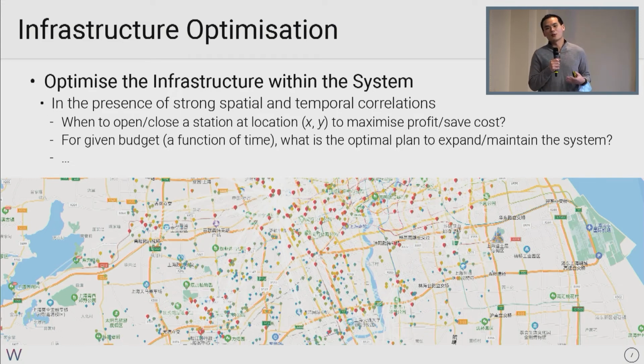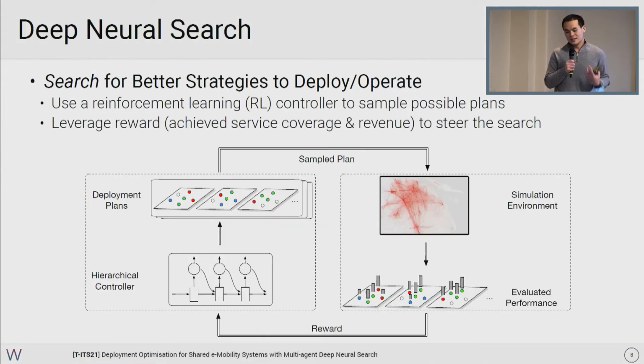And the next natural question would be, okay, we understand how the user uses the system, so can we make the system more efficient? Can we make the system satisfy more user orders while getting more money? That's basically related to how we optimize the infrastructure of the system in the presence of strong spatial and temporal correlations. So what we did is we tried a deep neural search approach. Instead of the traditional approach, we run a neural search on a simulated environment, and we use reinforcement learning to sample possible deployment plans, to find the optimal or near-optimal strategy in space and time.